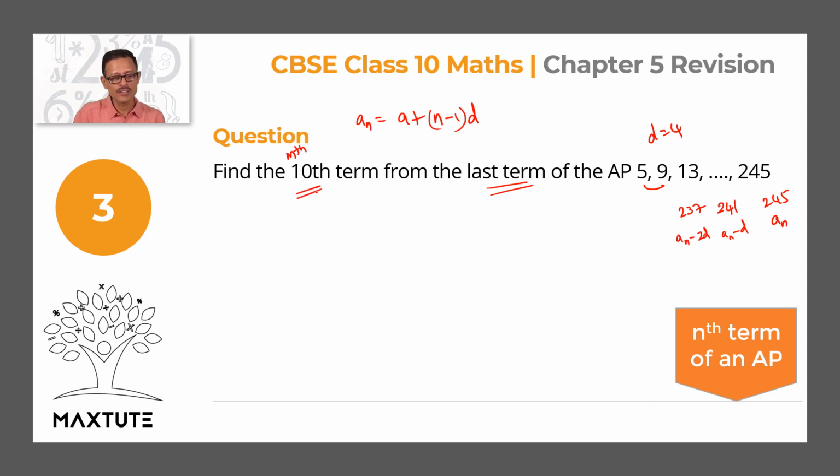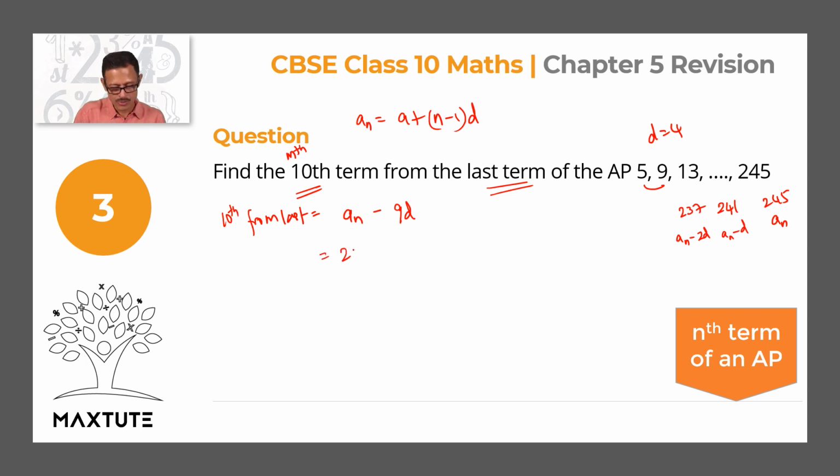What are we trying to find out? We are trying to find out the 10th term from the last term. So the 10th from last will therefore be equal to the last term, an, minus... to get the second last term, we subtracted one common difference. Third last term, we subtracted two common differences. To get the 10th last term, we have to subtract 9 common differences from the last term.